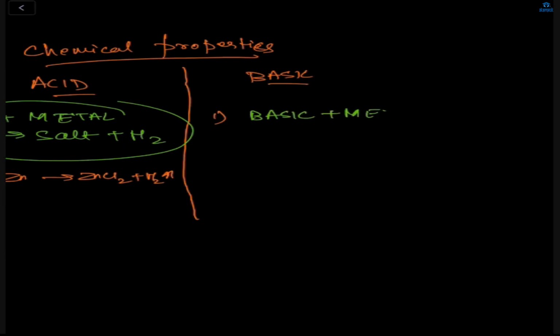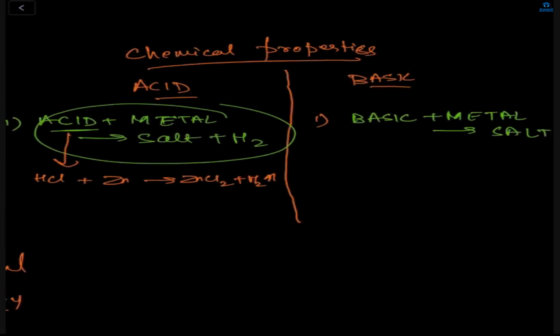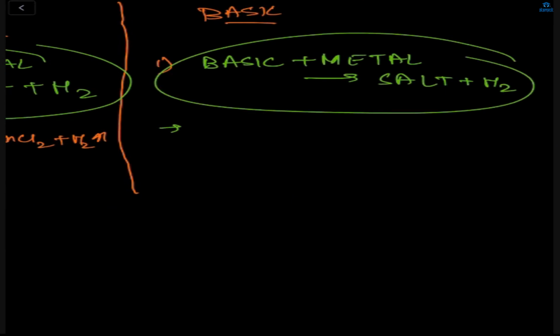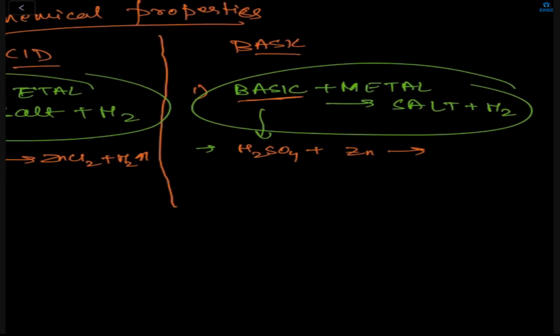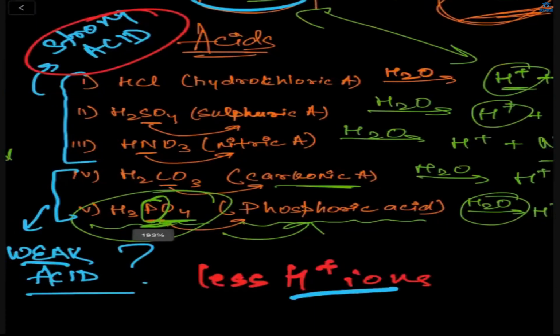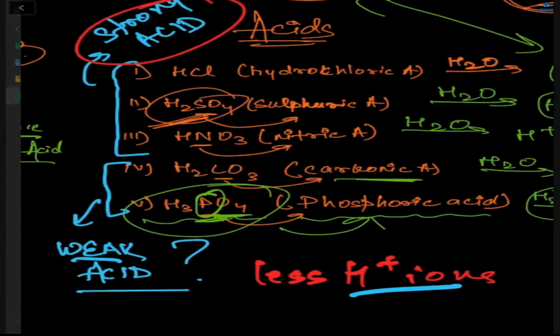Base plus metal will give salt plus H2, hydrogen gas. Now, Shazan, any chemical equation for this? Base plus metal will give salt and hydrogen gas. Ma'am, H2SO4 plus zinc. Ma'am, H2SO4 is basic. It's basic only, no? Sulfuric acid. Ma'am, H2SO4 is sulfuric acid. Really? Yes, very good. I was just trying to confuse you.